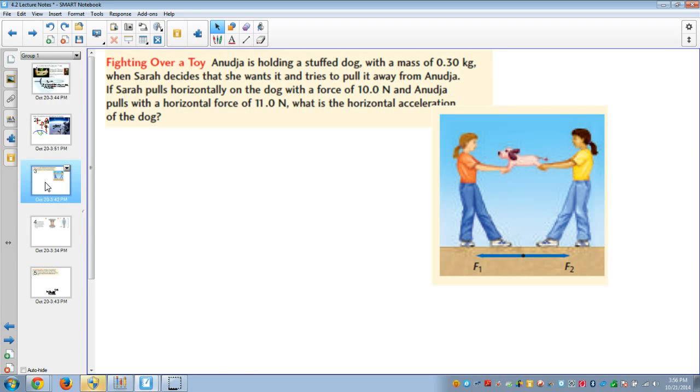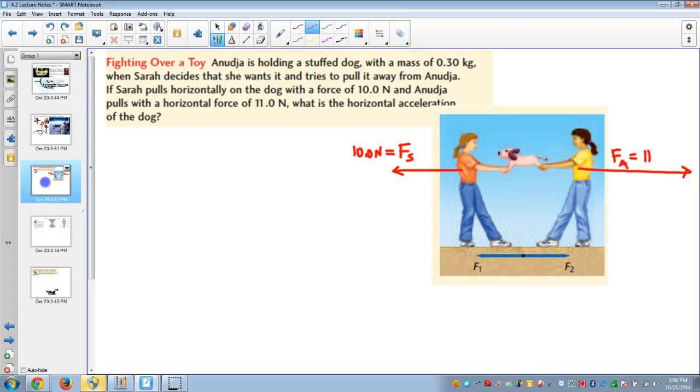For instance, let's look at this scenario right here. This is an example problem I pulled right from your book. I've got Anuja and Sarah both pulling on dogs. Sarah here is pulling with a force of 10 newtons to the left. Anuja is pulling this way. Notice I made it a little bit bigger because her force is 11 newtons. So my net force is 1 newton to the right.